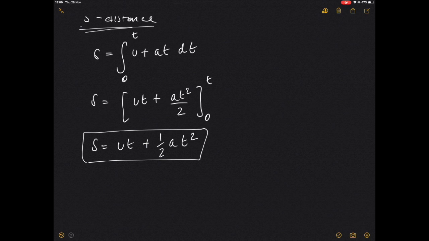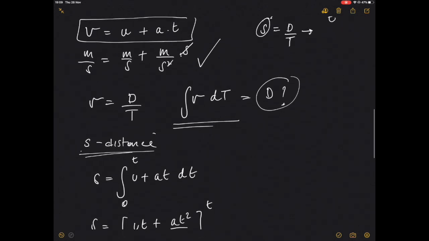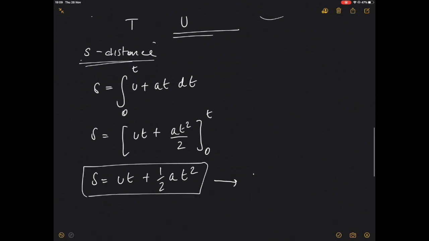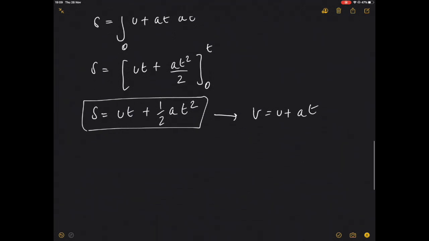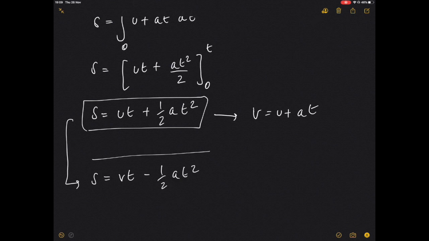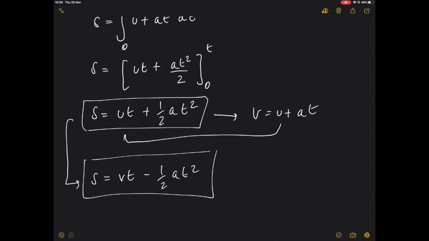So likewise, we can also show from this equation that v equals u plus at. So if we do some manipulations, what we can find is we now have a second equation where we can say that s equals vt minus a half at squared. And all we've done is we've substituted this into here. Okay, so that's another equation.